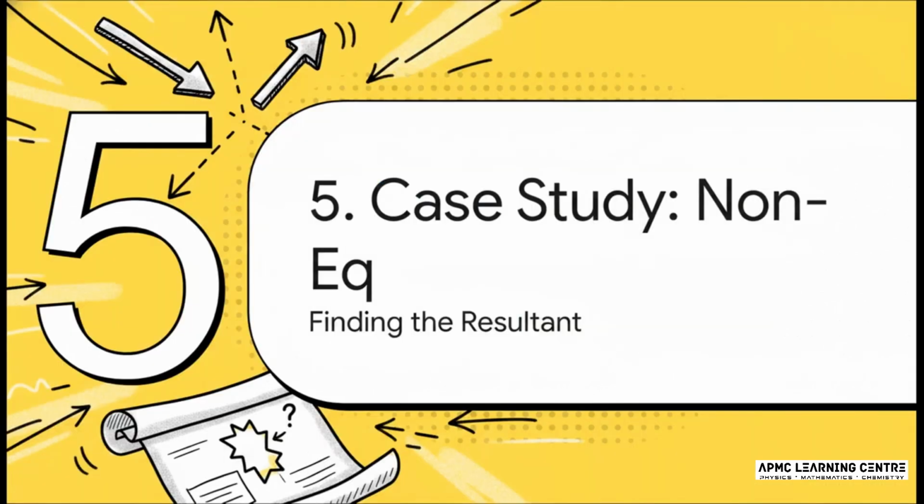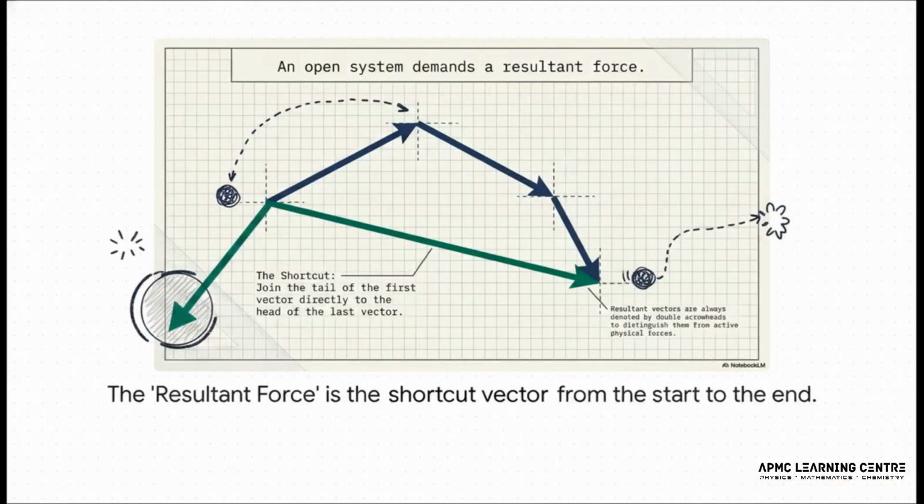All right, so now let's see what happens when the forces are unbalanced, when our drawing doesn't close up on its own. Remember, that open gap isn't a mistake. It's actually the answer we're looking for. When your chain of vectors leaves you with a gap, that gap represents the net outcome of all the forces combined. It's the overall push or pull on that object. We call it the resultant force, and it's simply the most direct path. Think of it as a shortcut, from your starting point all the way to your ending point.